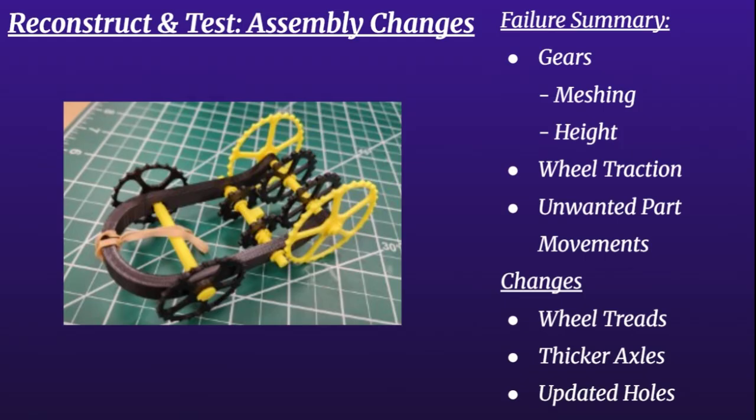In order to solve the traction issue, I updated the wheel treads to be rounder instead of spikier, in hopes that this would increase the grip the tires would have on the ground. To adjust the unwanted moving parts from the gear height difference, I made the axles thicker. This would lift up the gears and make tolerances tighter, which would help reduce unwanted movements.